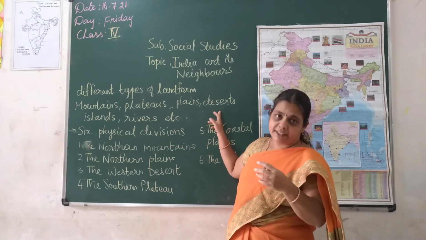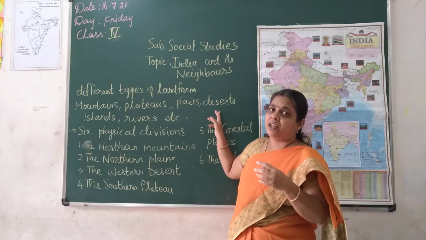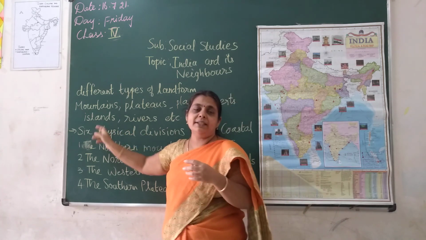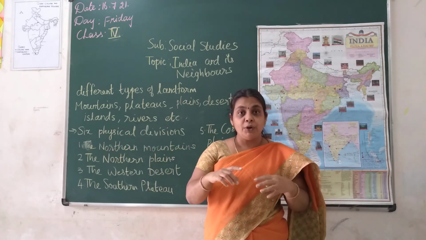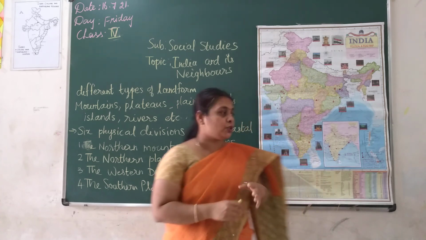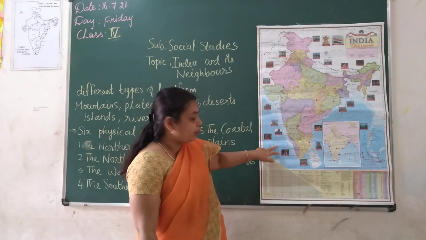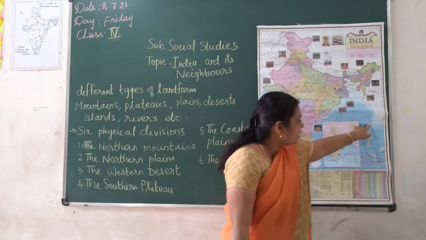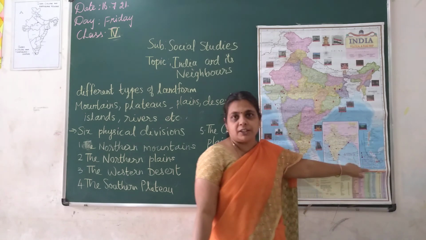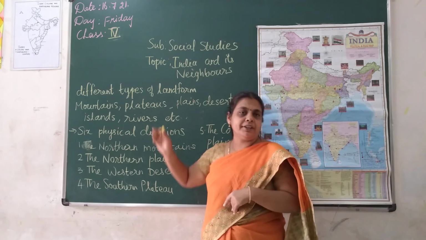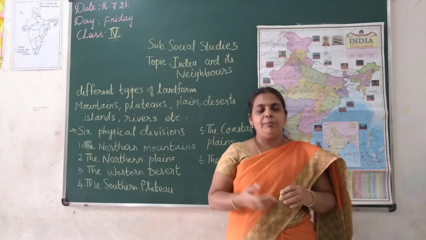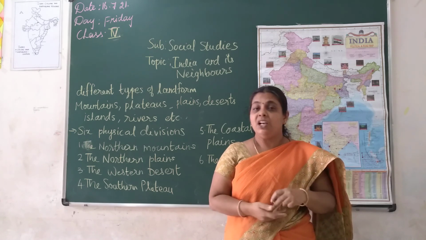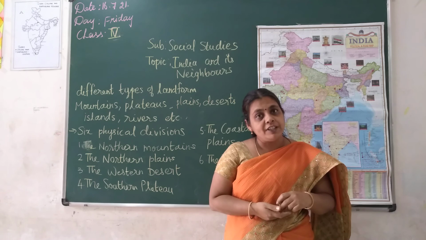Then you have deserts. A desert is a dry place and you can see sand, children. Then islands. Islands means land surrounded by water. In your map you can see the Lakshadweep Islands here and the Andaman Islands here. They are fully surrounded by water. And then rivers. With your parents you could have visited villages or picnic places where you would have seen rivers.